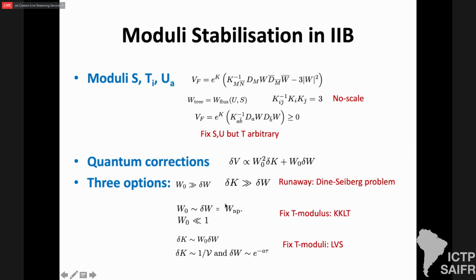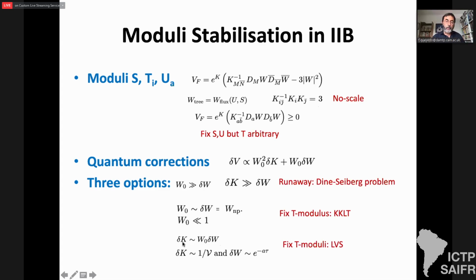And the way out is to do what KKLT did, which is just to tune the fluxes such that the tree level competes with the delta W, with the non-perturbative correction. So that means W0 is much smaller than 1. And you can do that if you have many fluxes. But then in the large volume scenario that we came out with after, you can also play in a different way. You can compare the variation of delta K competing with the variation of W, in the sense that this is only when you have more than one Kähler modulus, which is the generic case. If you have only one Kähler modulus, you have to do the KKLT story.